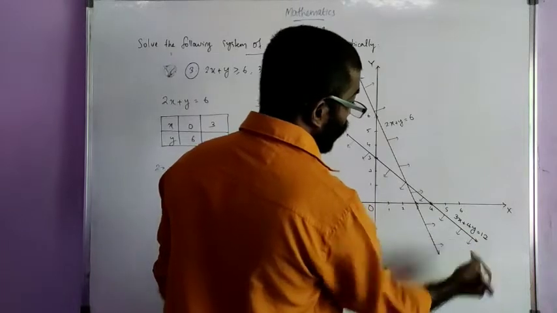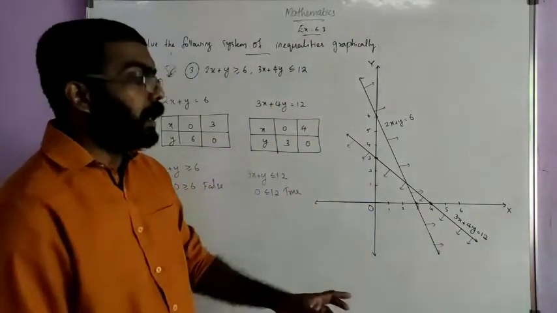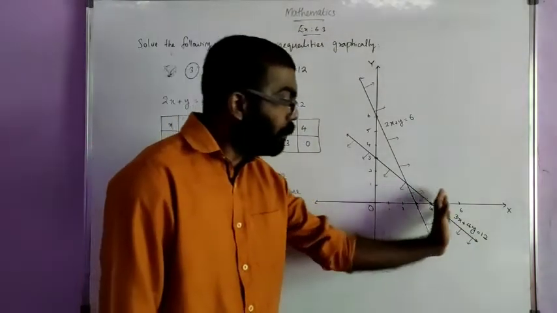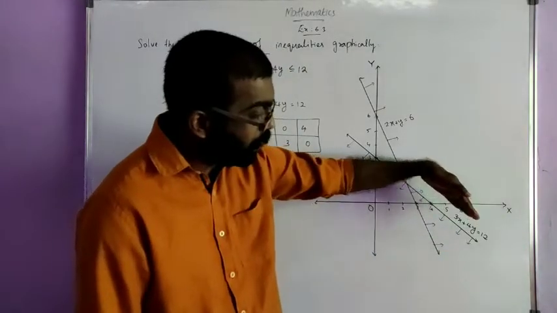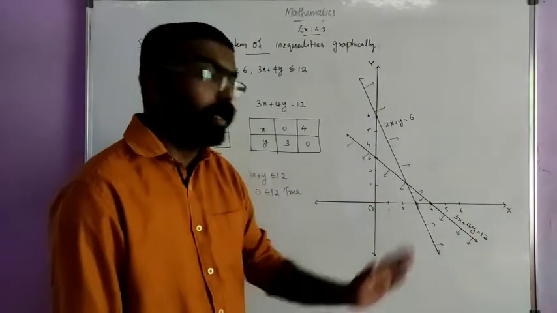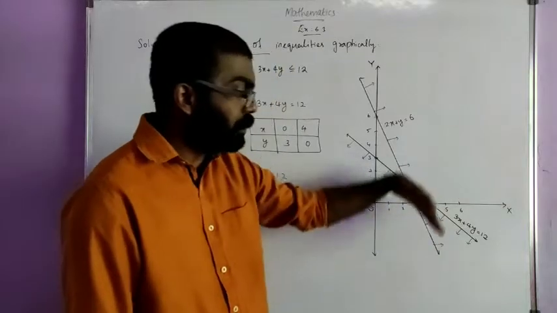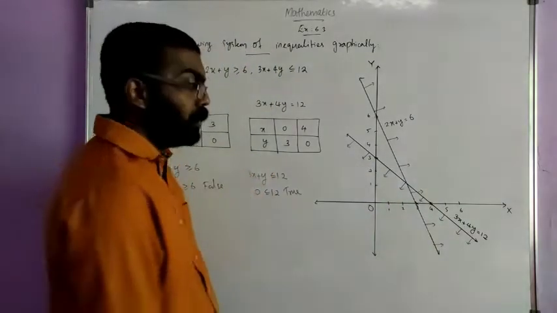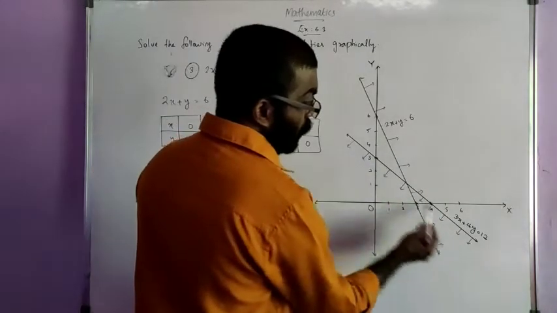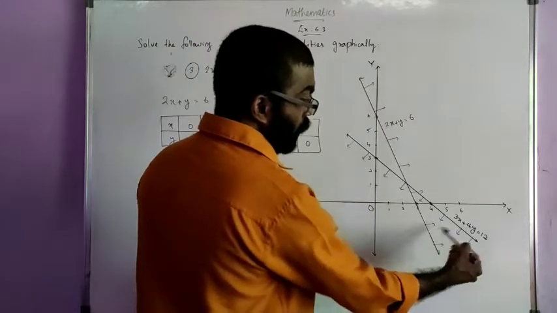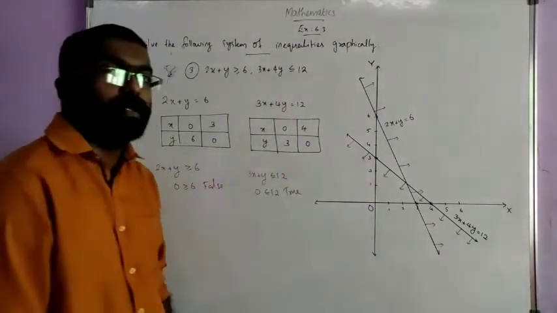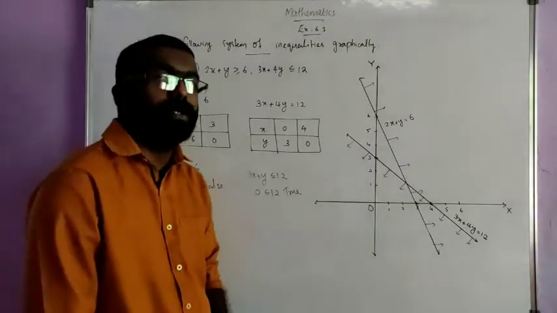Okay. So here we can easily identify the common portion, right part of this line and lower part of this one. Okay. Right part, left part or lower part. So the solution region will be this portion. Okay, lower part and the right part. Understood? So that portion we have to shade.